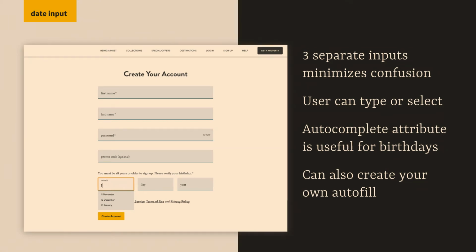So, I wanted to make date input really unambiguous, make it really clear exactly how the user needed to fill out this portion of the form in order to answer it, quote unquote, correctly.